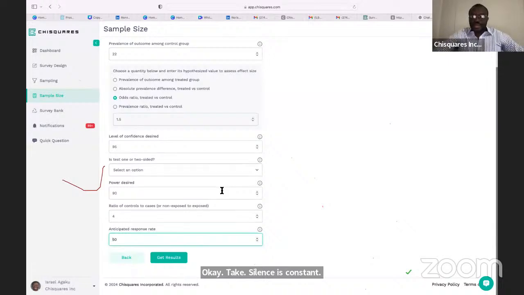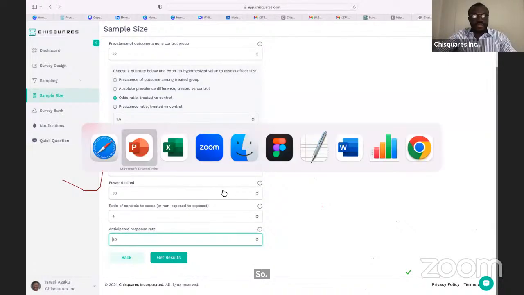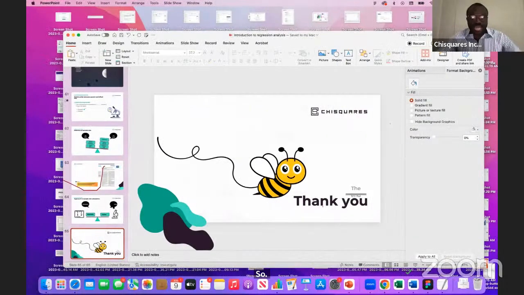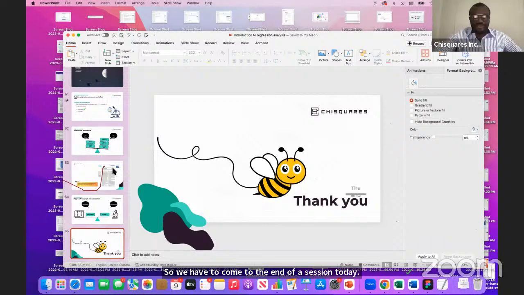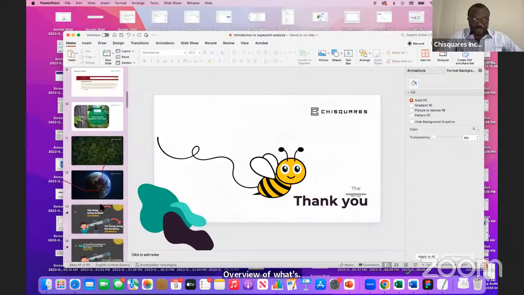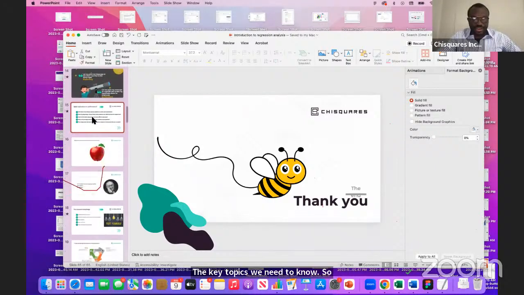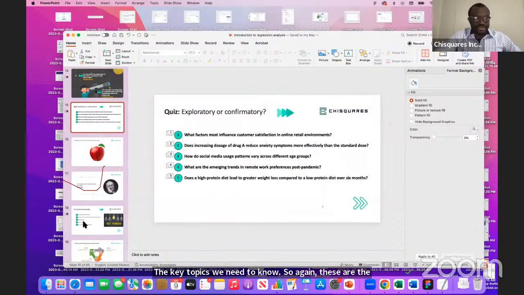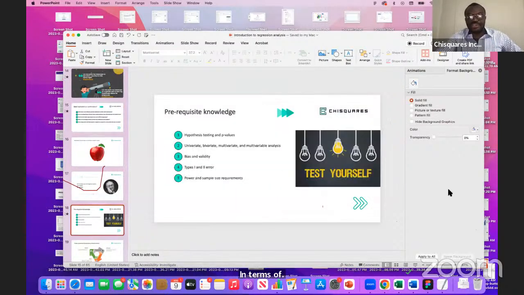So, any other questions? So we have actually come to the end of the session today. Today's session was just to provide us with a high-level overview of the key topics we need to know. So again, these are the key elements we covered in terms of establishing a common knowledge base. We've talked about hypothesis testing, p-values, univariate, bivariate, multivariate, and multivariable analysis. We've talked about issues of bias and validity, and then power and sample size requirements.